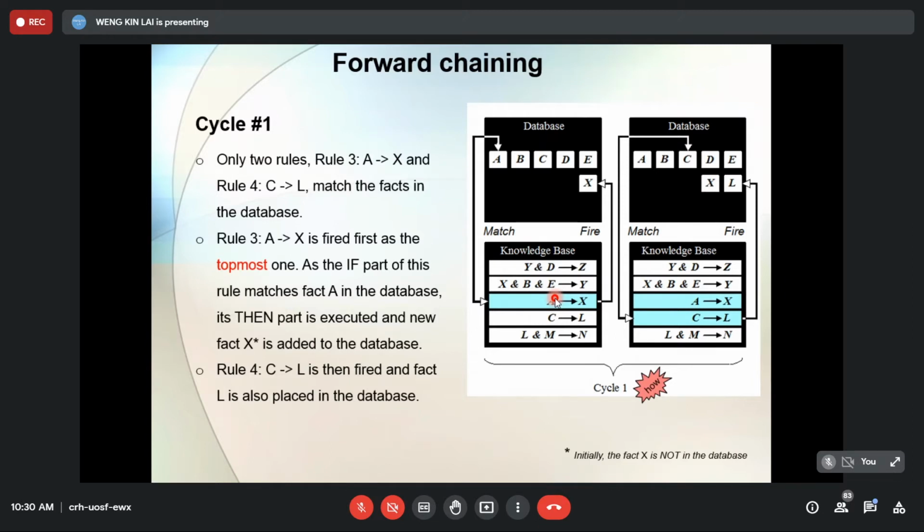Clear? So going on to the next point here, rule number 3. Now A with X is fired first as the topmost one. So I think we explained this before, and I think this basically explains it. Now I'll move on to the visualization of how this is done.